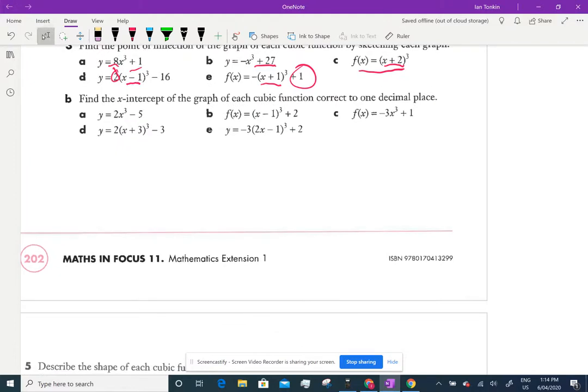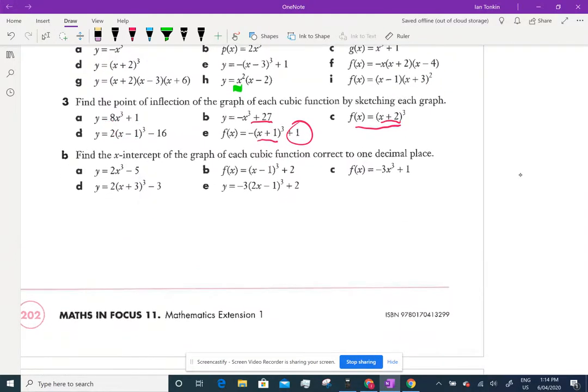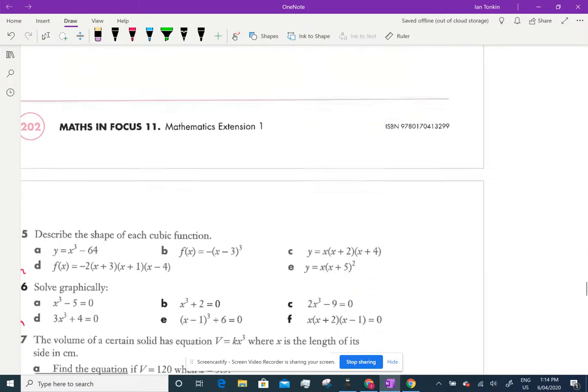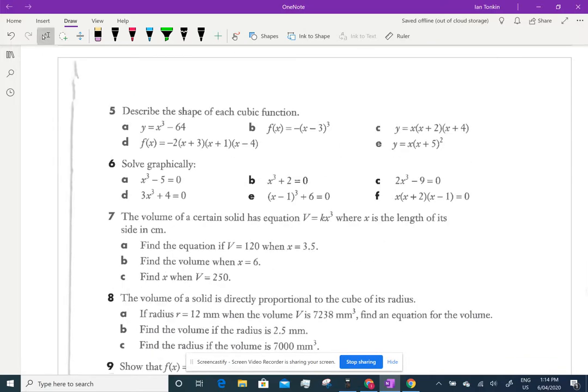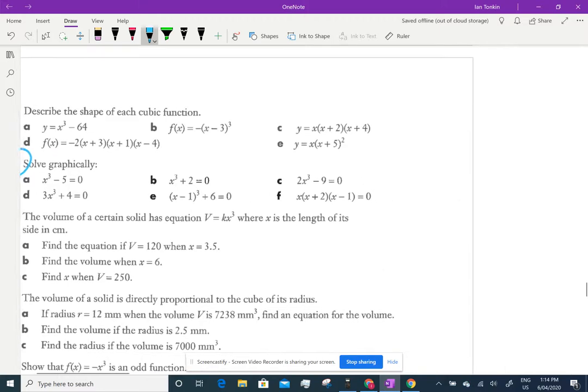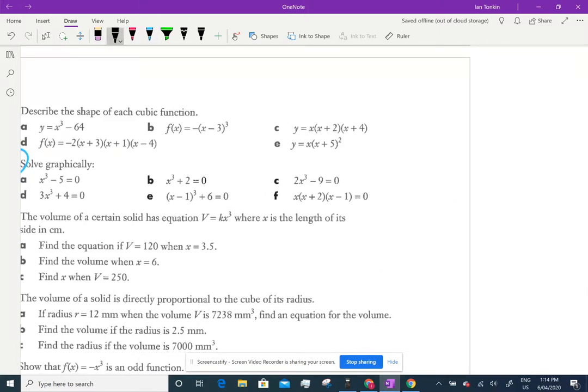I'll let you do question 4 on your own. You just have to solve them. Describe those functions. I'm not that fussed. Do not do question 6. Do not do question 6 graphically. You can't. Here, and I'll give you an example of why.